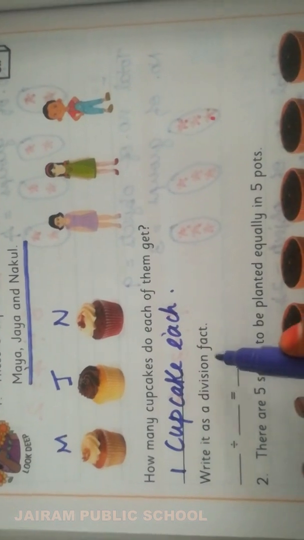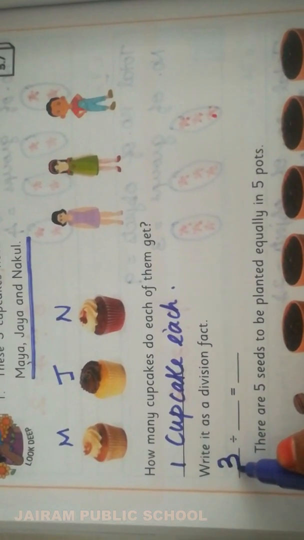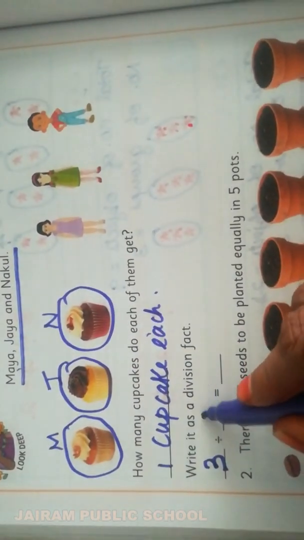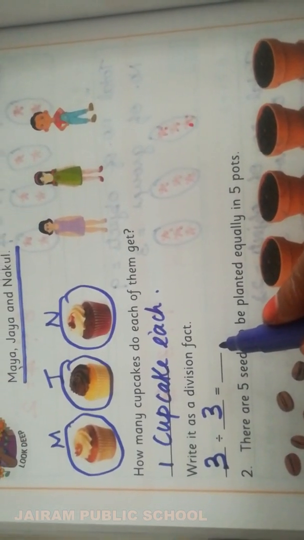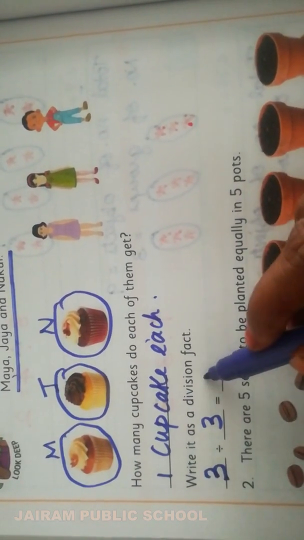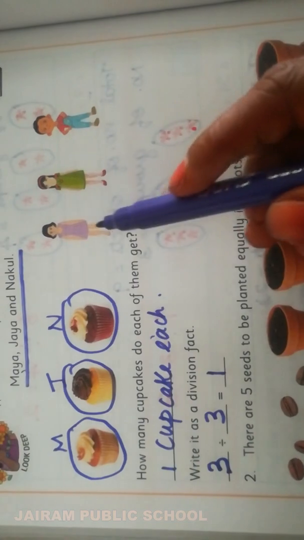Now write it as a division fact. First will be the total number of cupcakes. The total number of cupcakes will be 3. Second, divided by is equal to the number of groups. It will be 1, 2, 3 groups. So 3. So 3 divided by 3 equals the quotient, or the number of objects in each group. Each group consists of 1 cupcake. So 1. See here, 3 divided by 3 is equal to 1. This is the answer for the first question.